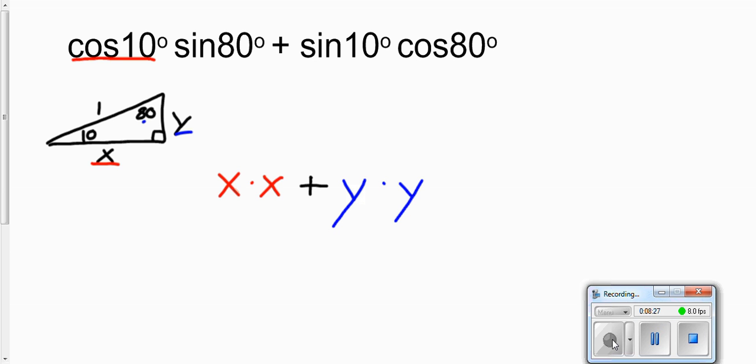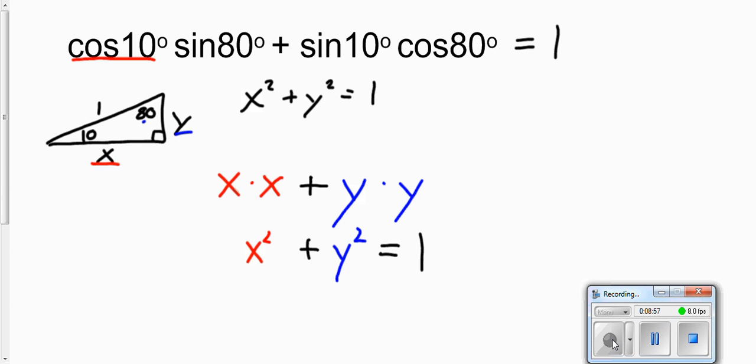Well, if I do x times x, I get x squared, plus y squared. And what does that equal to? Remember, I'm basing this all off the circle, and I know that if I have a unit circle, I have x squared plus y squared equals 1 for my Pythagorean theorem. So I can see that this is all equal to 1, and you can verify it using a calculator.